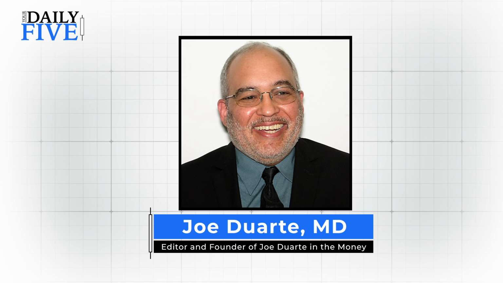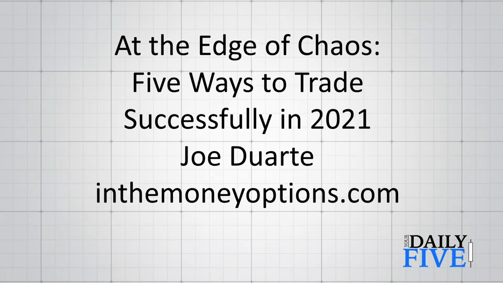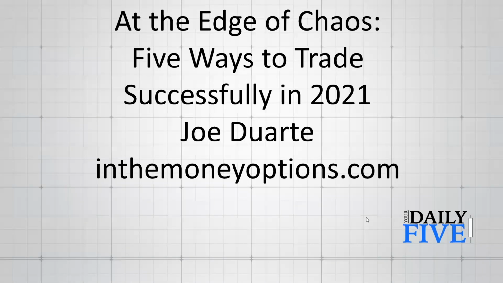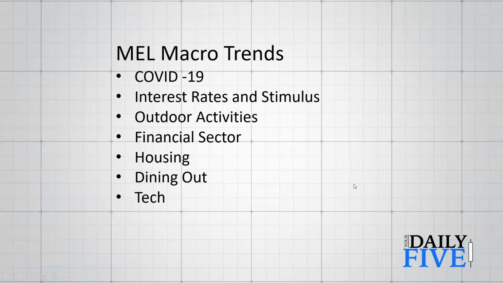Today, I want to discuss some macro trends in the market for 2021 and how to adjust your trading to make money accordingly. So we're going to talk about 5 ways to trade successfully in 2021. Let's look at some macro trends in the markets, the economy, and people's life decisions. The MEL system, which I've described in many of my articles and my books. And the big boogeyman and elephant in the room is COVID-19. There's a lot of interaction there.